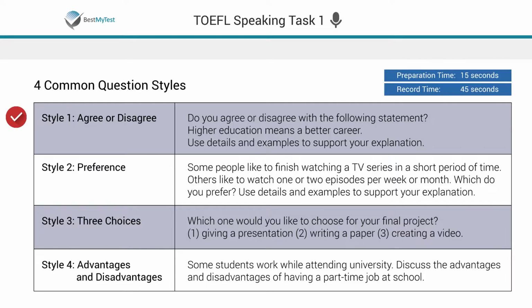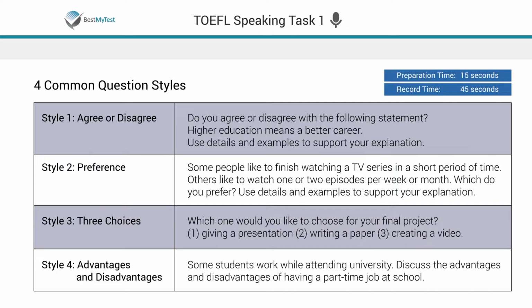All right, moving on. So the next question style is called preference. And it's similar to agree or disagree. You're going to say which of 2 choices you prefer. So for example, you might read something like this. Some people like to finish watching a TV series in a short period of time. Others like to watch 1 or 2 episodes per week or per month. Which do you prefer? Use details and examples to support your explanation.